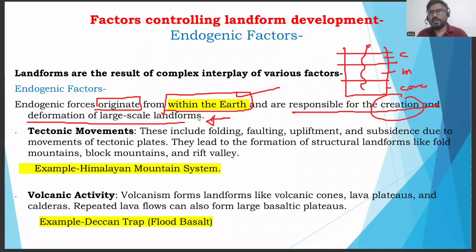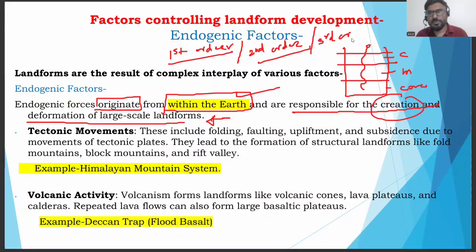These large scale landforms could be first order landforms. We will be discussing these concepts in the coming lectures. It could be second order landforms, third order landforms, fourth and fifth order landforms, right? So you understood the concepts. The first category of forces responsible for landform development is endogenetic forces or endogenetic factors. The first factor is tectonic movements.